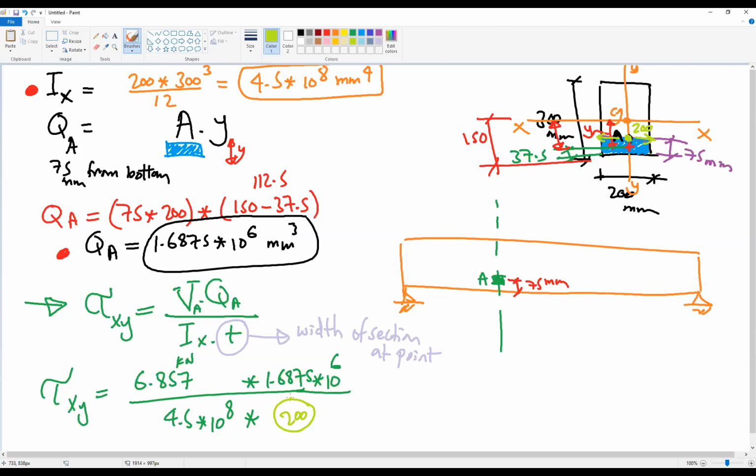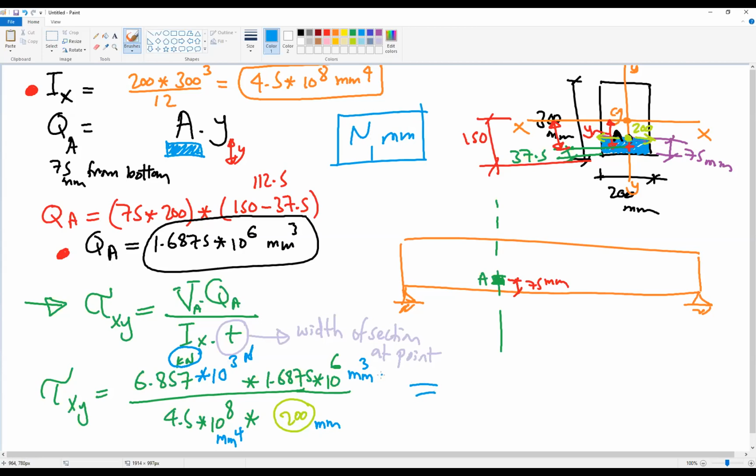We just need to be careful with the units. Here, this is millimeter cubed, this is millimeter, this is millimeter to the power 4. And we said before we need all the units to be Newton millimeter. So the shear force was in kilonewton. How can we convert it? Times 1000. Yes, so we need to multiply this by 10 to the power 3 to convert it to Newton, right?